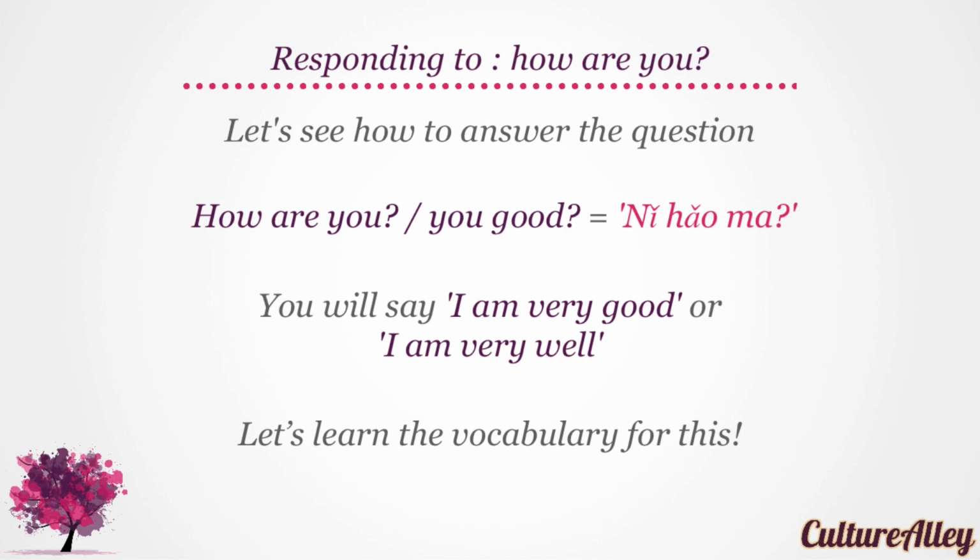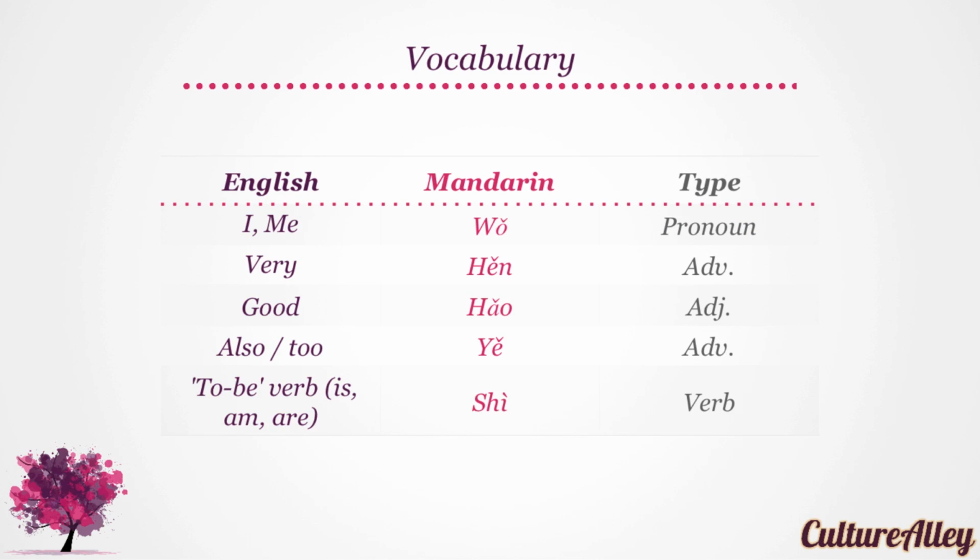Let's learn the vocabulary for saying these sentences. We shall start by giving an overview of the vocabulary and go into the pronunciations one by one. So let's begin. I, or me, translates to 我. Very translates to 很. Good translates to 好. Also, or to, translates to 也. And the to be verb, meaning and including is, am, are, translates to 是.